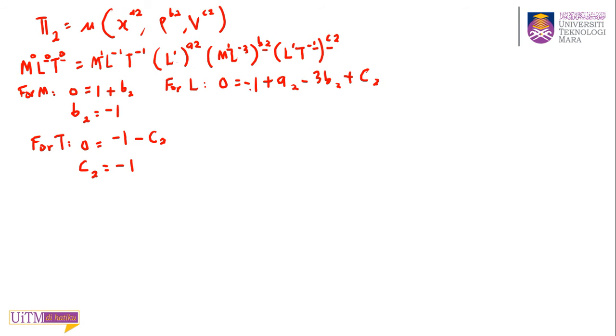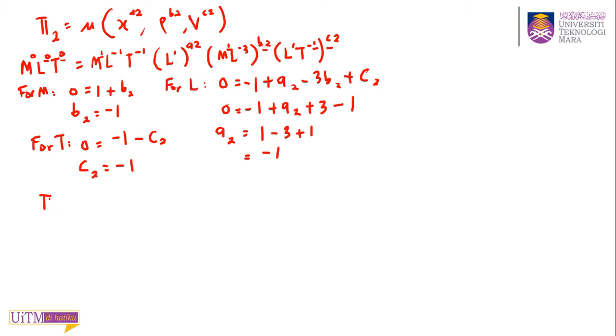Okay, now we can solve for L. We know C2 is minus 1, so 0 will be equal to minus 1 plus A2, and B2 is minus 1, so minus 3 times minus 1 will be plus 3, and plus C2 is minus 1, so minus 1. So A2 will equal 1 minus 3 plus 1, so this will equal 1 minus 3 minus 2. Minus 2 plus 1 will be minus 1. So your A2 will be minus 1. So you have A2, B2 and C2.